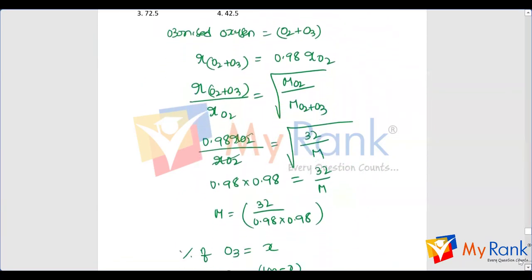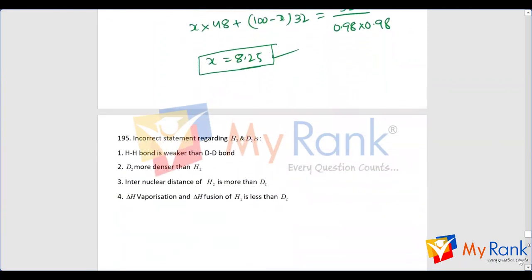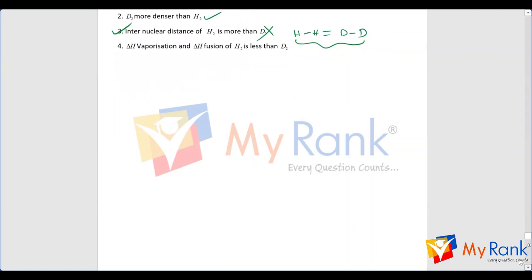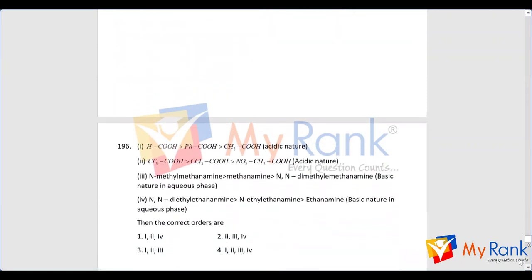Next one is question number 195. Now, the incorrect statement regarding H2 and D2. So, which is the incorrect statement? H-H bond weaker than D-D bond is correct only. D2 more dense than H2 is also correct only. Internuclear distance of H2 is more than D2? No. The H-H distance is equal to the D-D distance, so therefore this is incorrect. Your option is the third option. Only in hydrogen and deuterium, the internuclear distance will be the same. So therefore, the third one is your correct option.